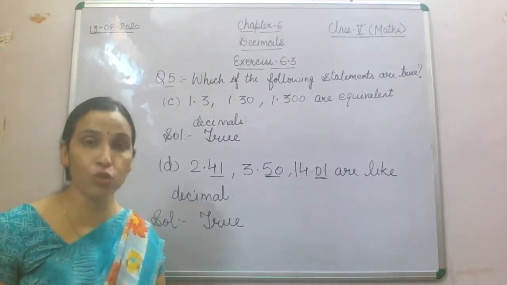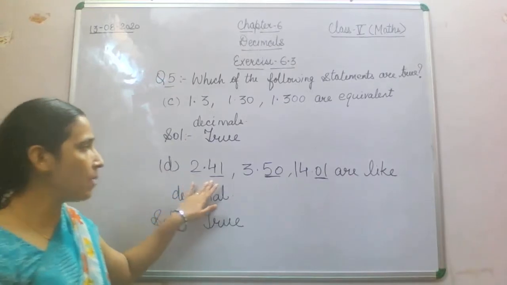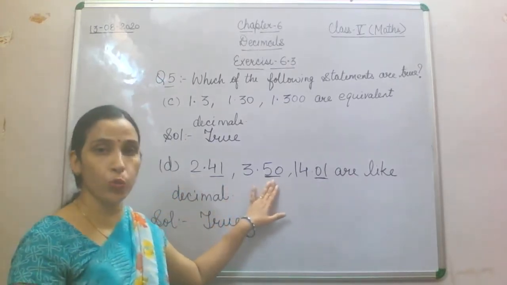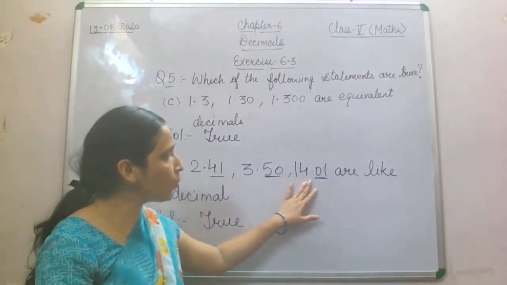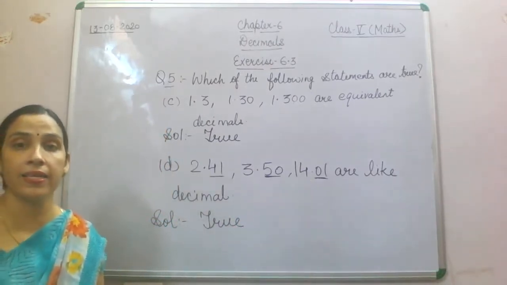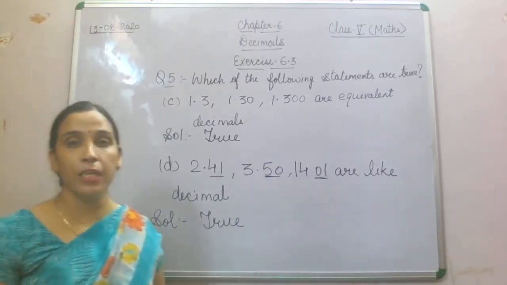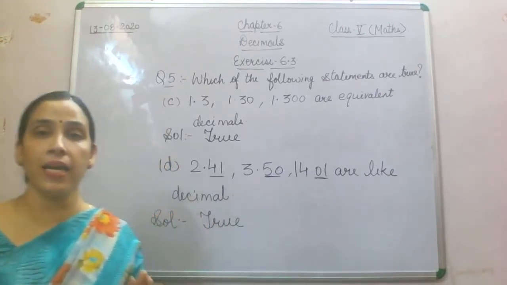The statement is true. See, 2.41, 2 decimal places, 3.50, 2 decimal places, 14.01, 2 decimal places. Yes, they are like decimals. The statement is true. Fine. The statement is true. Yes, they are like decimals.